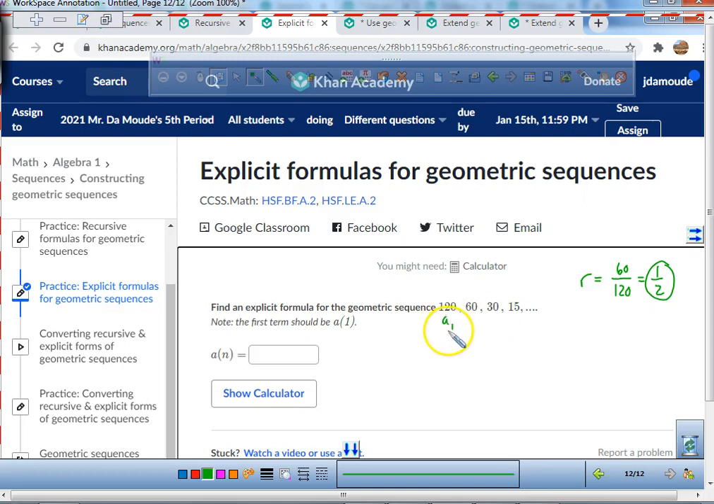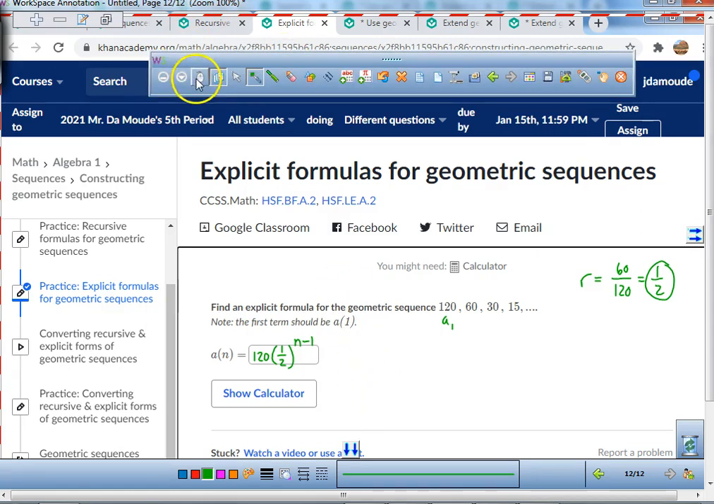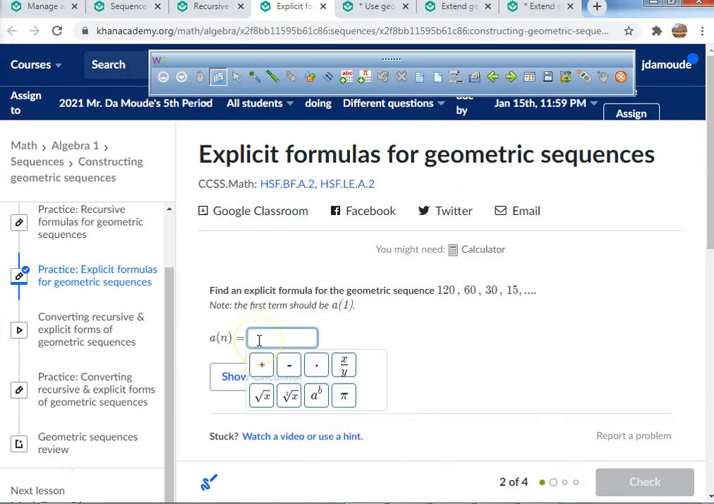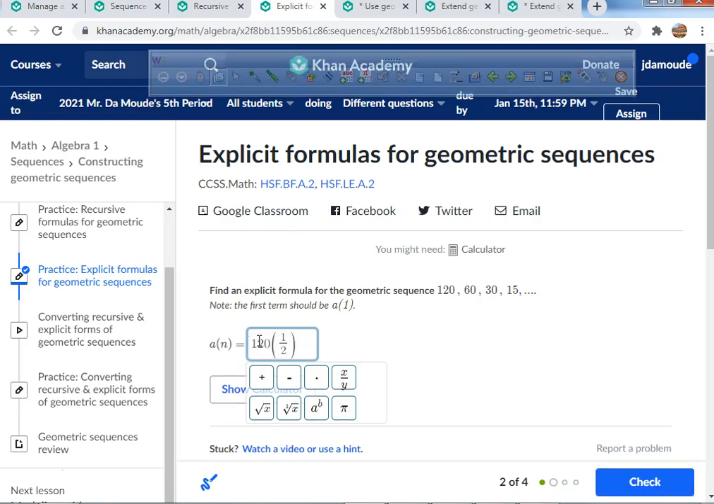Our first term is A1, which is this one. So we're going to write 120. That's our first term. Then we're going to multiply it, so I'm going to do parentheses and plug in a half, and then raise it to the power of n minus 1, just like that. So I'm going to see if I can type that in and see how it works. 120 is our first term. I'm going to do parentheses, which is our r value, and I'm going to do 1 divided by 2.